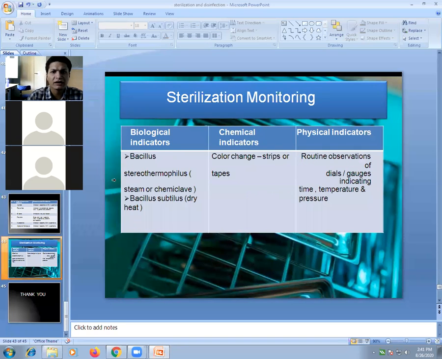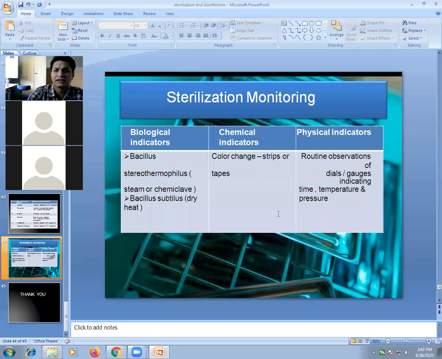This is the last part, sterilization monitoring. There are biological indicators where you can use bacillus spores, and these dried bacillus can be kept as a monitoring method of sterilization. There are chemical indicators like color changing strips or tapes which show if your autoclave or your sterilizing device is working properly or not.